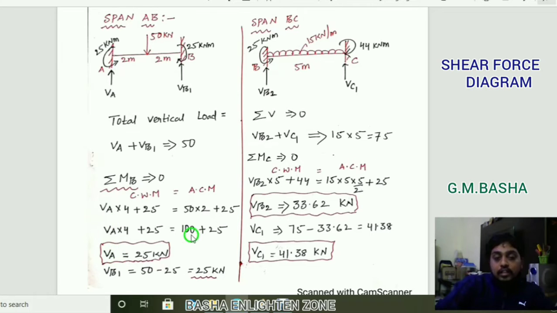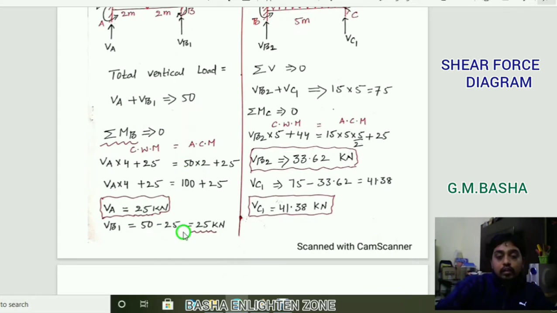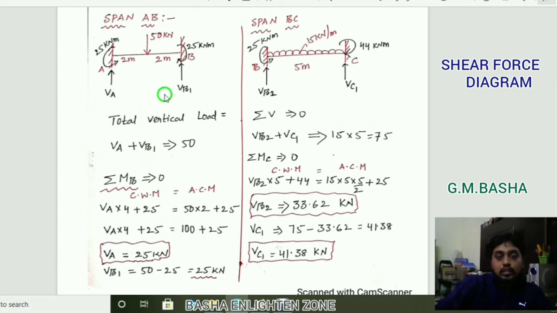If you simplify this term by using your calculators, you will get 25 kilonewtons. Whatever the value obtained here, 25 kilonewton, if you substitute in this equation, sigma V equal to 0, VA plus VB1 equal to 50. So if you substitute VA equal to 25, VB1 equals 50 minus 25, you will get VB1 equal to 25 kilonewton. So see here friends, this is the 25 kilonewton. So please mention here VA equal to 25 kilonewton, VB1 equal to 25 kilonewton.